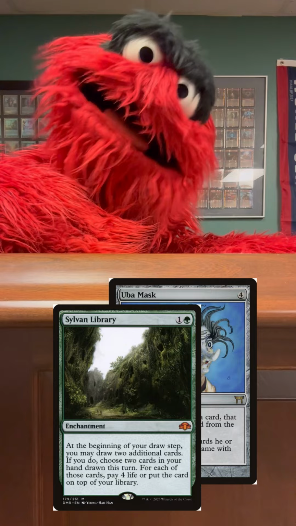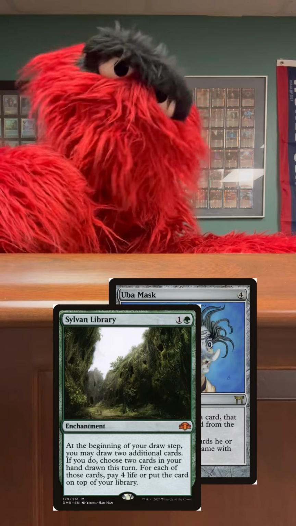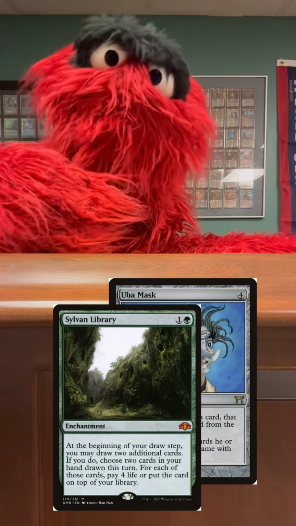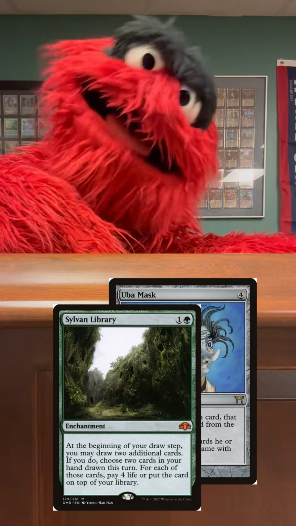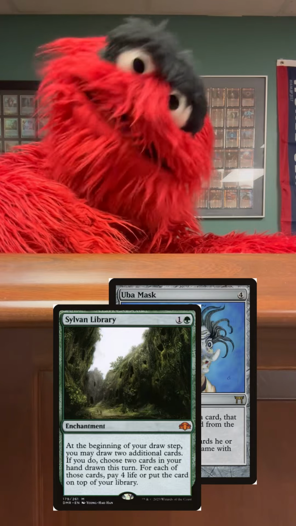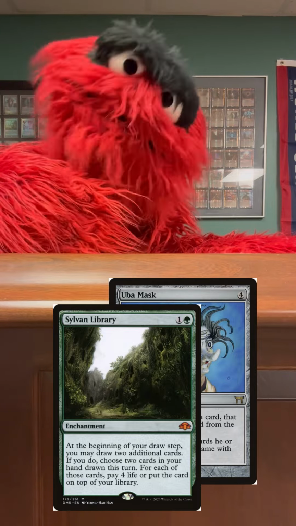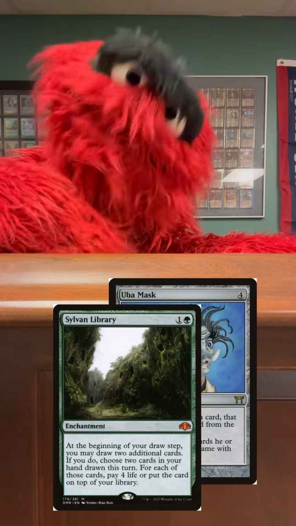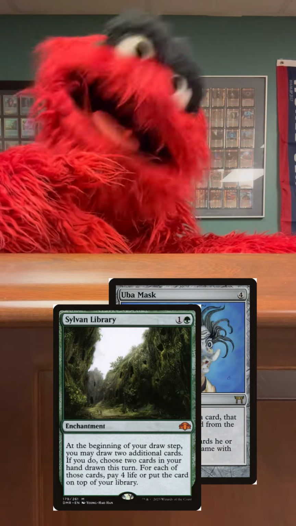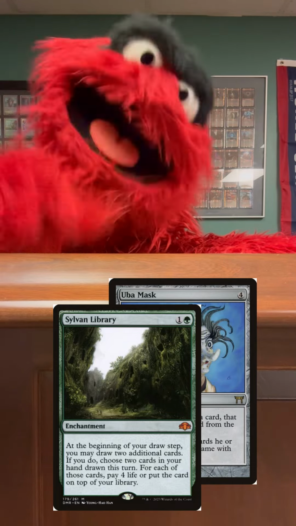How does this two-card interaction work in Magic? Help me figure this out. I was asked on TikTok how the interaction between Sylvan Library, a classic enchantment that lets you draw extra cards, and Uba Mask, a card that changes how drawing cards works, interact together. And the answer is, I don't really know, but I bet we can walk through it together here and figure it out.